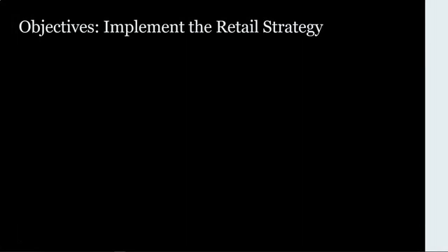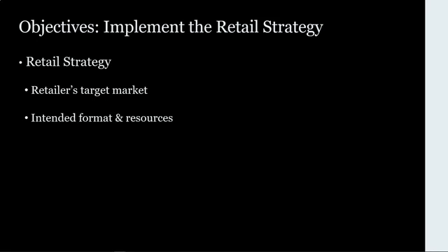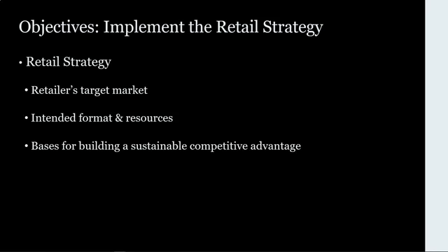Do we recall the components of a retailer's strategy? I'm hoping the answer is yes. However, we can do a quick recap just to be sure. As discussed in Chapter 5, a retailer's strategy is composed of 3 elements: the retailer's target market, the format and resources the retailer will use to satisfy the needs of the target market, and finally, the basis used for building a sustainable competitive advantage.